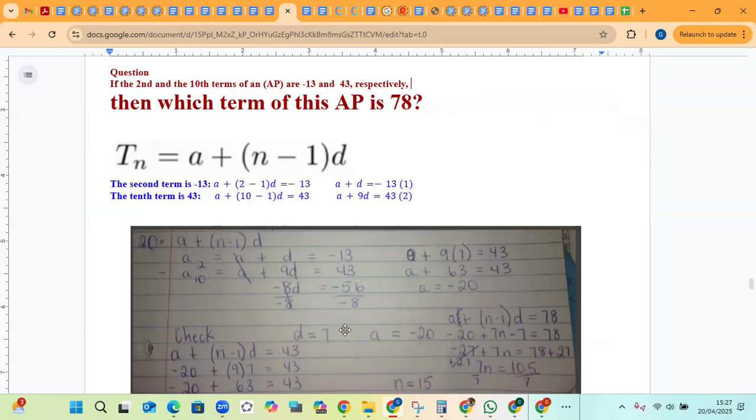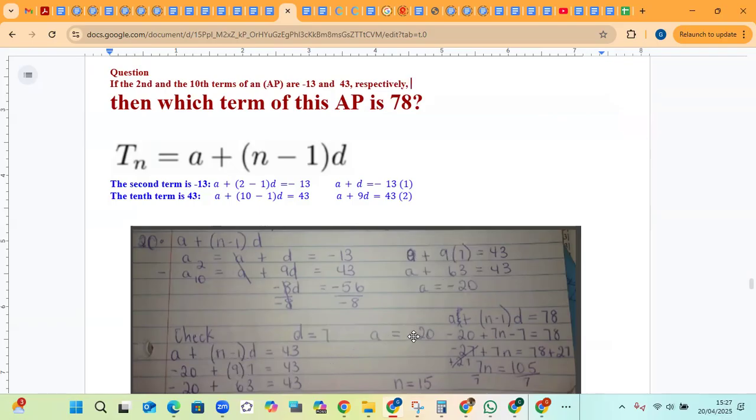So we now have d and we now have a: 7 and negative 20 respectively. We can check and see if they are proving their worth. Here it is done. Negative 20 plus 9 times 7, negative 20 plus 63 will give us 43.